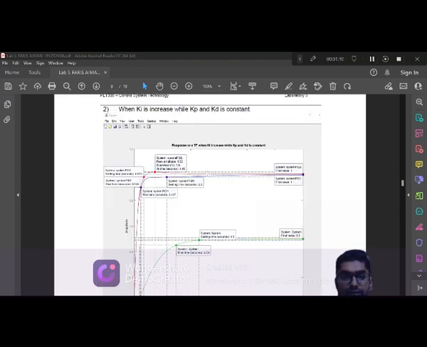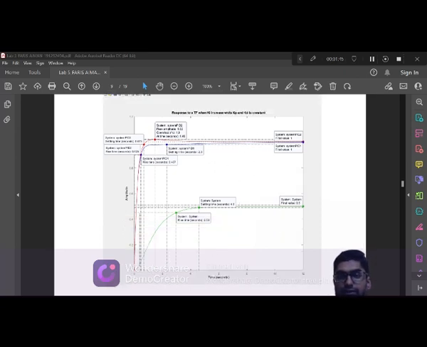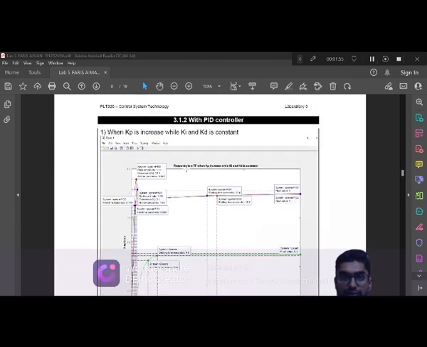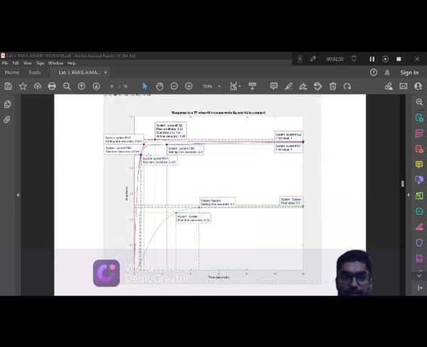Now we see when Ki is increased while Kp and Kd are constant. This is the response of the transfer function when Ki increases. The previous one was Kp increase, but this is Ki. Okay, this is the graph. We can see there are not many changes, just a little bit of change in the settling time, the rise time, and the peak amplitude.